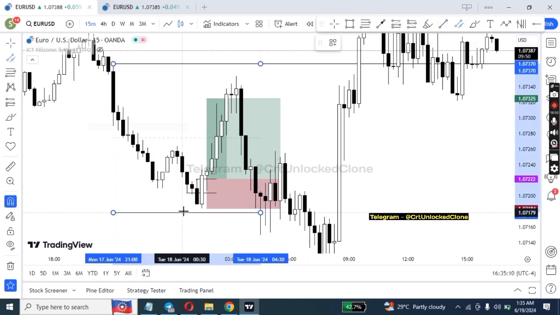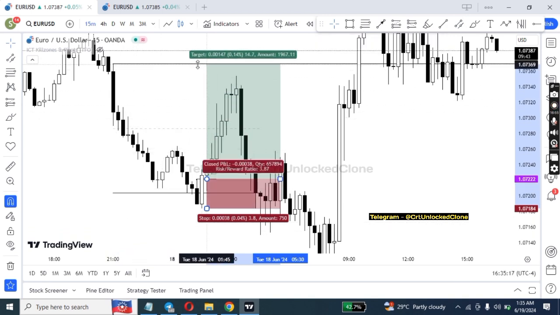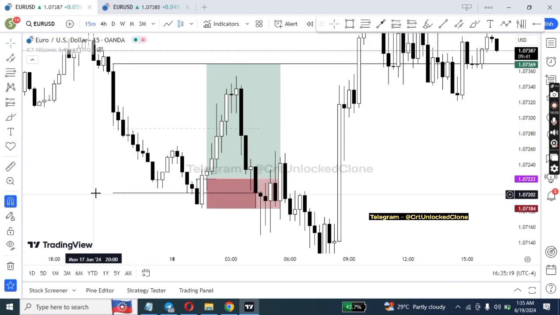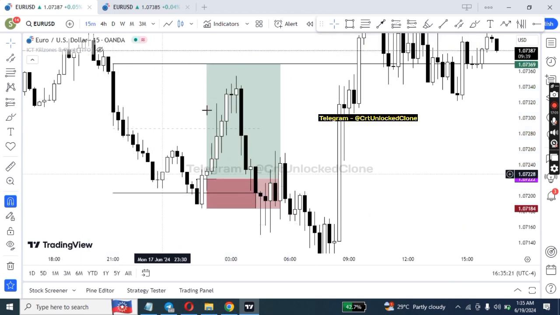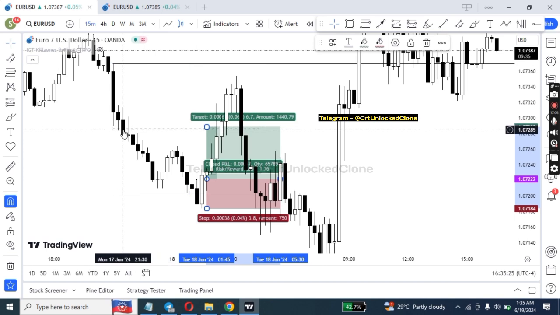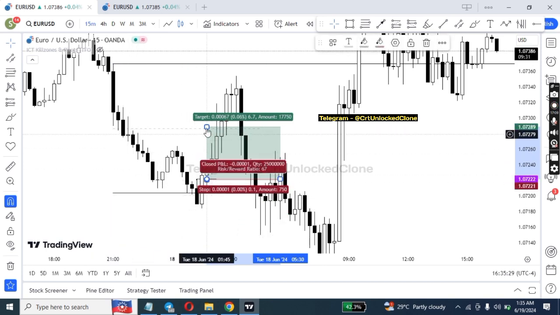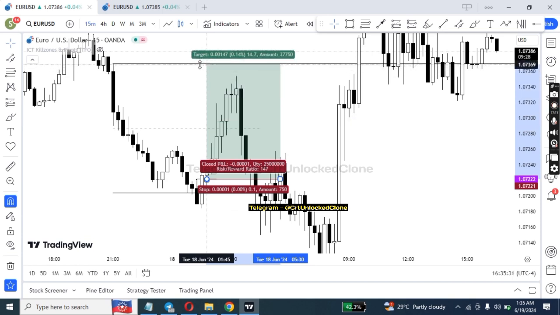Our first target is going to be the 50% of this range, which is right here, and our second target is going to be the CRT high right here, right? Now what happened right here is that I took some partials at this 50% of the range, and then I put my stop loss at break even and let my trade play out. Price was just about to take this high before it reversed from here and got me out.